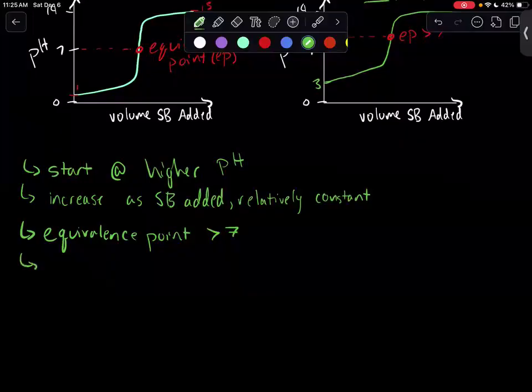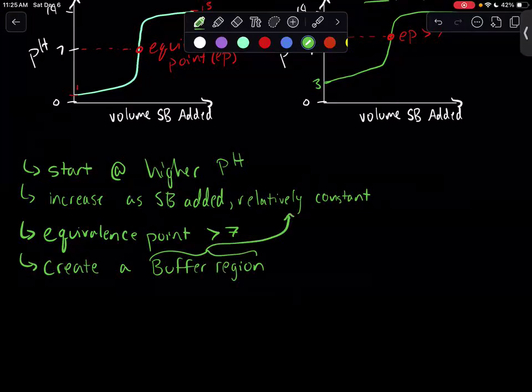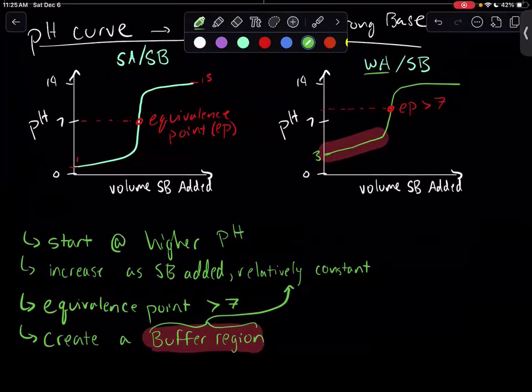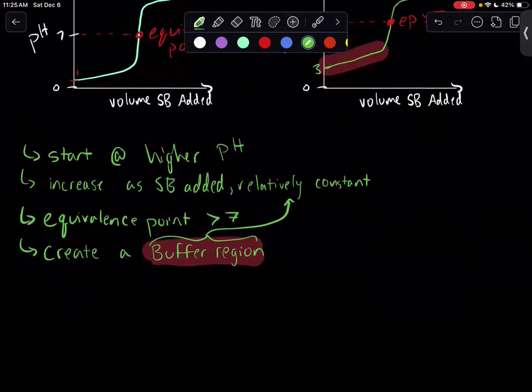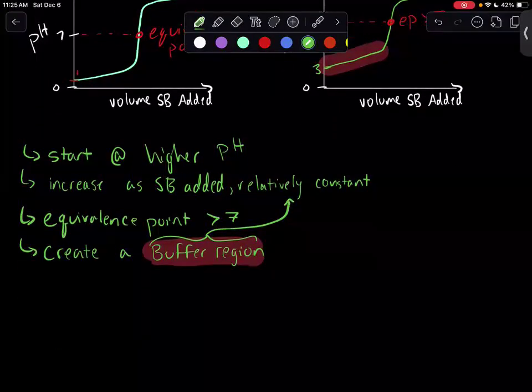Lastly, or not lastly, we have a couple other points. We actually create a buffer region. That buffer region is actually also this relatively constant pH section. Now, we are going to learn more about buffers in another video. So that is the buffer region. So right now I'm just going to lightly touch on what the buffer region is.